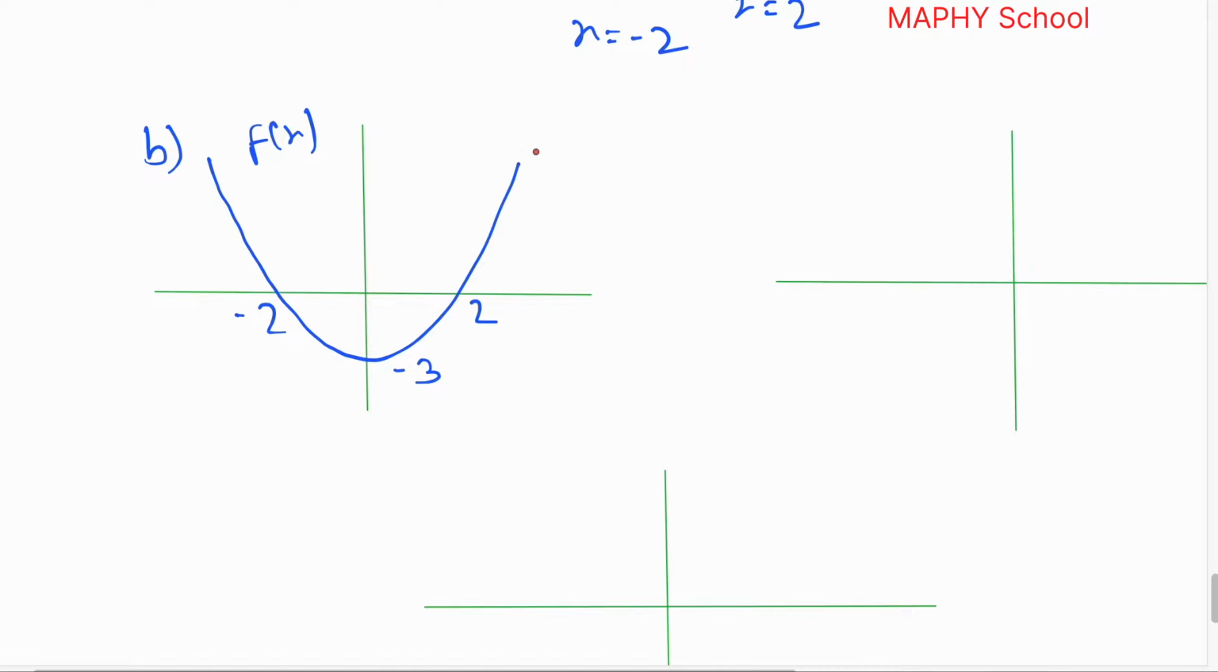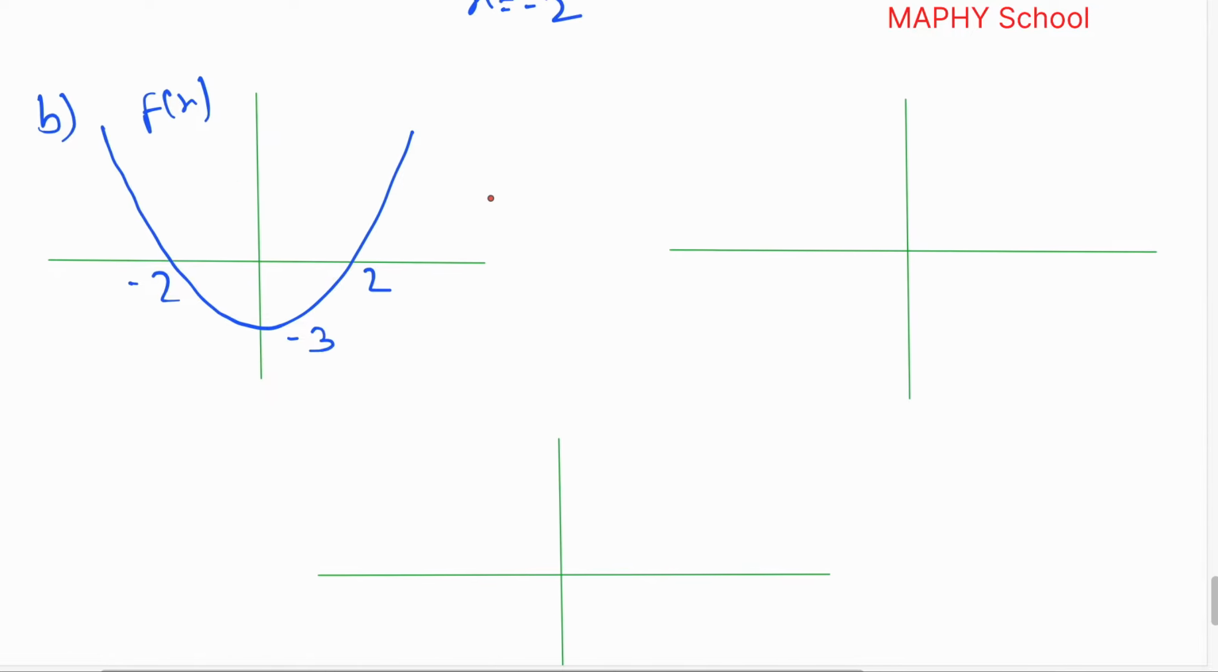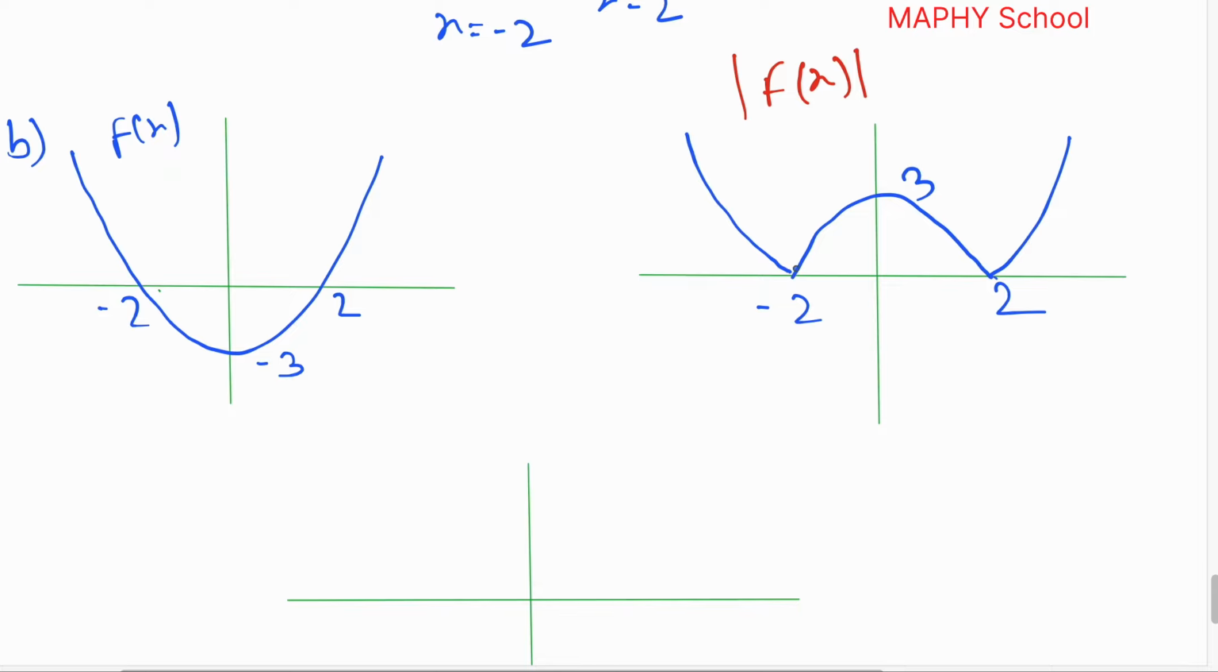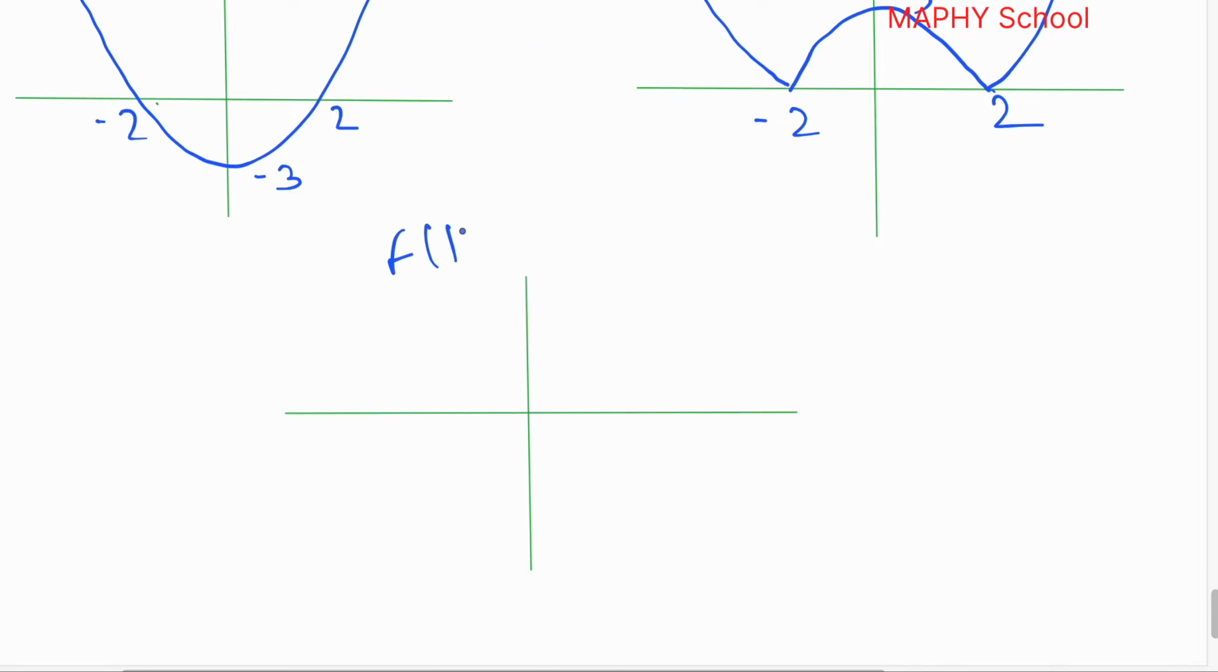Then another example, we go for f of x. This is the f of x. So what will be the f of x whole modulus? Easy. First of all, we have to erase the bottom part. That means we have to erase this part. We will erase this part and draw the curve this way. This is 2, this is minus 2, and the curve would be like this. This is the 3.